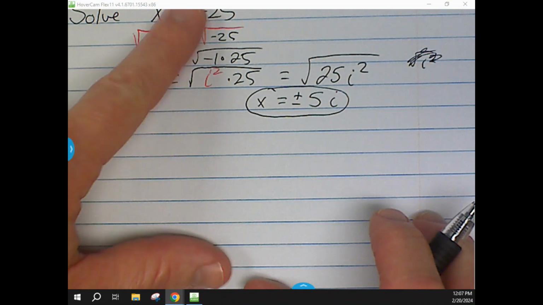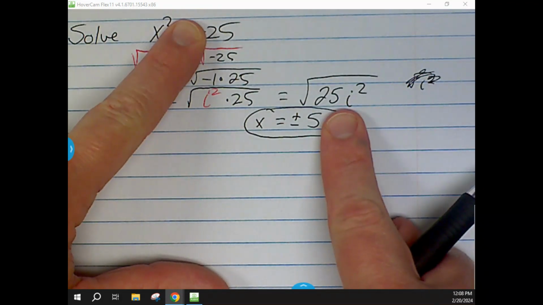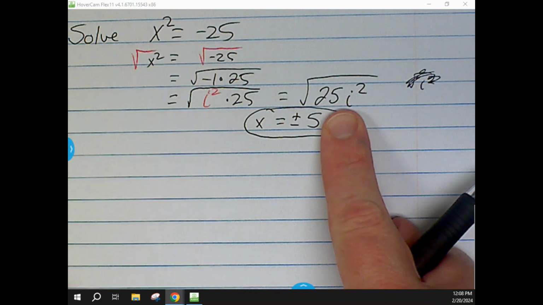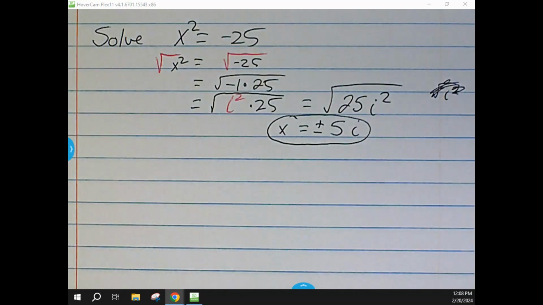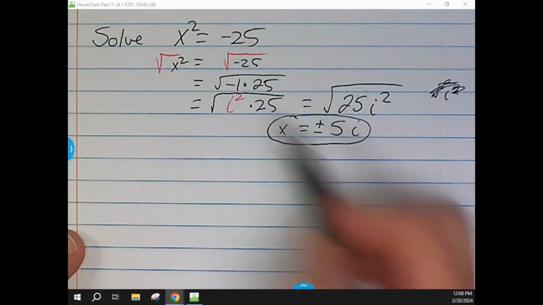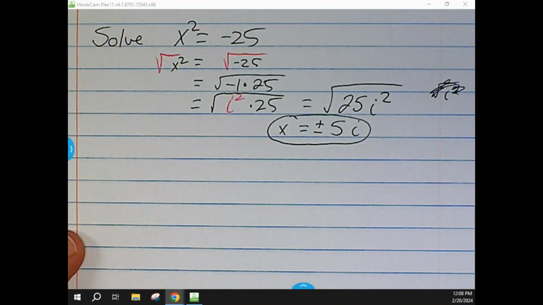So again, if this was x squared equals 25, and we were taking the square root of it, it would just be plus or minus 5. But when you put the negative in there, you need to put the i variable there. That's all it's doing, just marking that one to say that when we square root this problem, it's a negative number, so we're going to put an i here to let us know it's not a real number, it's an imaginary number.